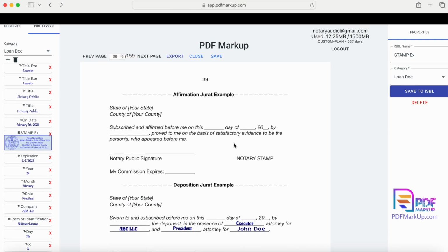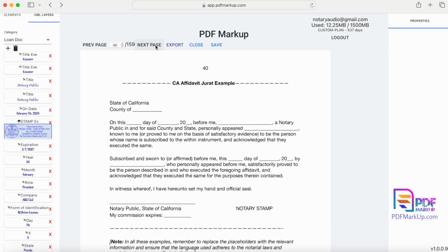So we're going to go on to the next. Keep it moving. This is an example of a California affidavit jurat. This example is specific to California and details the jurat process, where the signer, John Doe in this case, personally appeared before a notary public, say the notary public name is A and B, acknowledging executing the document and swearing to or affirming the truth of its content. The notary then certifies the act by signing and applying their official seal.